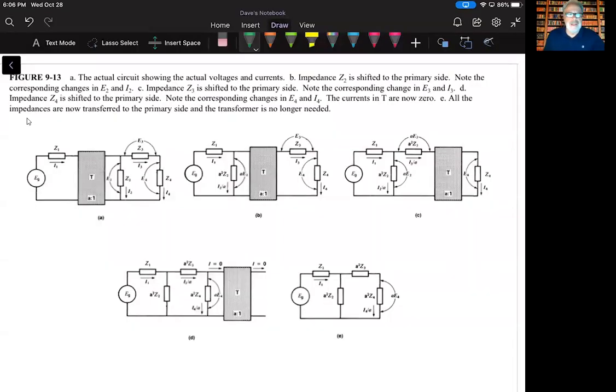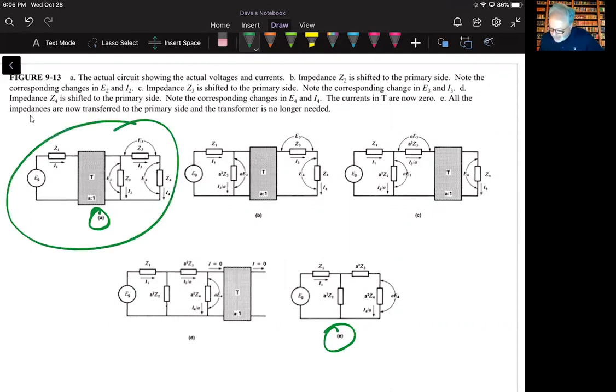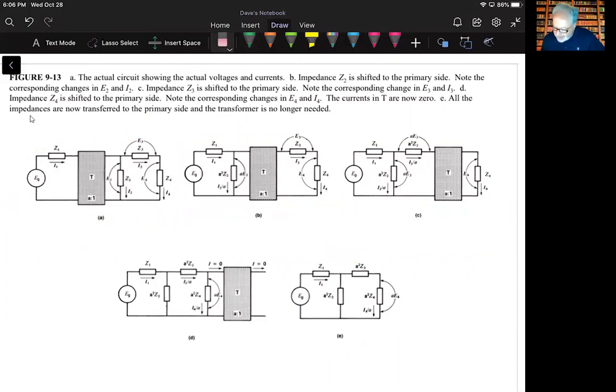Okay, so at first glance, Figure 9-13 looks pretty involved, doesn't it? This is actually a progression that we're going to go through, beginning at A and working our way through here, and we're going to transform this into this at the end. So let's just take this one bite at a time and see what we can come up with. It's very well laid out, and we've got some really good figures to work through.